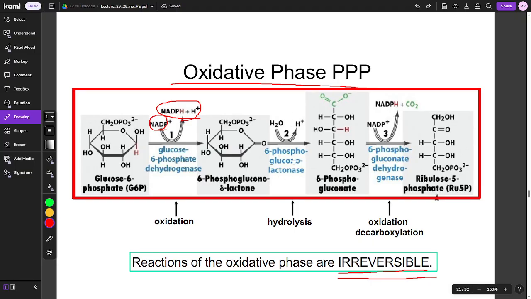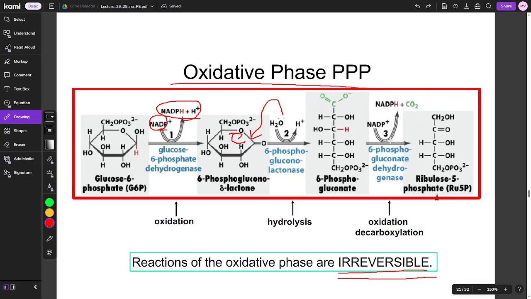Then we have 6-phosphoglucanolactonase. This is a hydrolysis enzyme that breaks open the ring. So basically what you're doing is taking this water, attacking here, and kicking this off, and this is that group, right? And so we're using 6-phosphoglucanolactonase to cleave this bond to make 6-phosphoglucanate. And then from here, we're using another NADP plus to again oxidize this to make ribulose 5-phosphate.